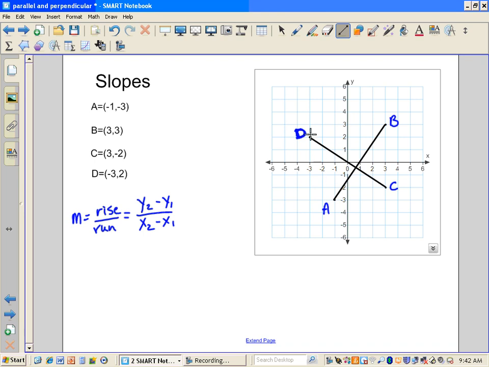But what I want to do is find the slopes of these lines, because I think that these lines are intersecting at a right angle, what we would call the lines perpendicular, and I just want to see if that's true or not.